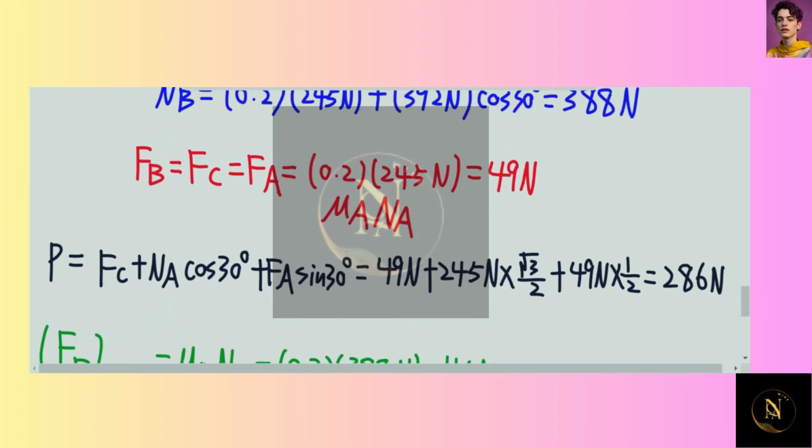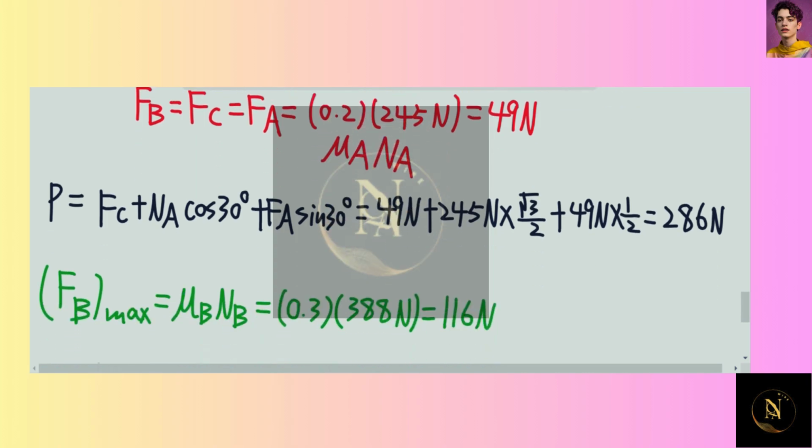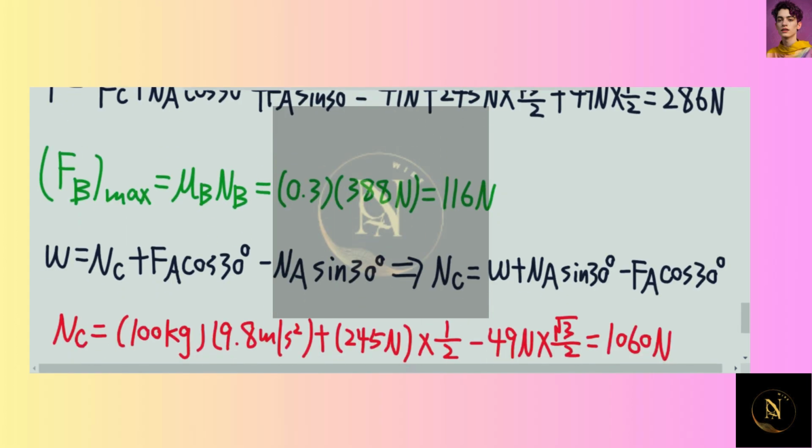Now, in order to determine whether this value is the smallest value for the force P, we need to compare the maximum friction at points B and C with the friction we had in this question. The maximum friction at point B is equal to mu B times Nb, which is 0.3 times 388 Newton, and this is equal to 116 Newton.